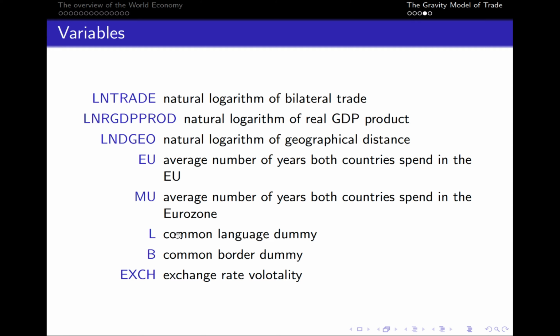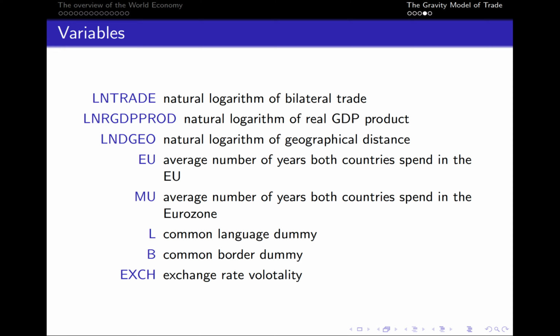Another two very commonly used in literature are the common language dummy, since some countries in the European Union share at least one official language, and the border dummy. Generally, it's expected that when countries have a common border, they naturally trade more. They have more cultural ties and more established trade channels.